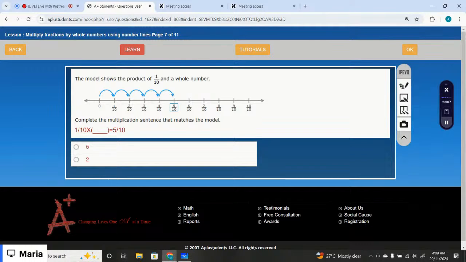The model shows the product of 1 by 10 and a whole number. So which is the correct option? Jonathan, what's wrong with you? If you have any question, please ask.